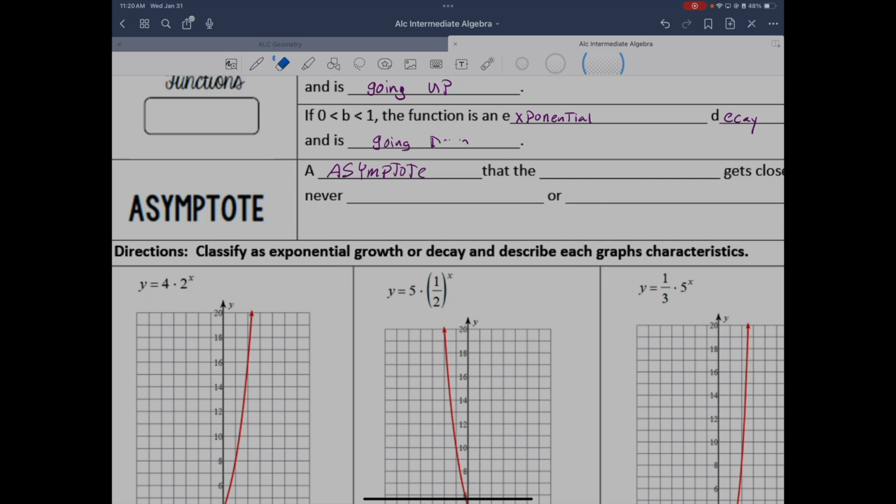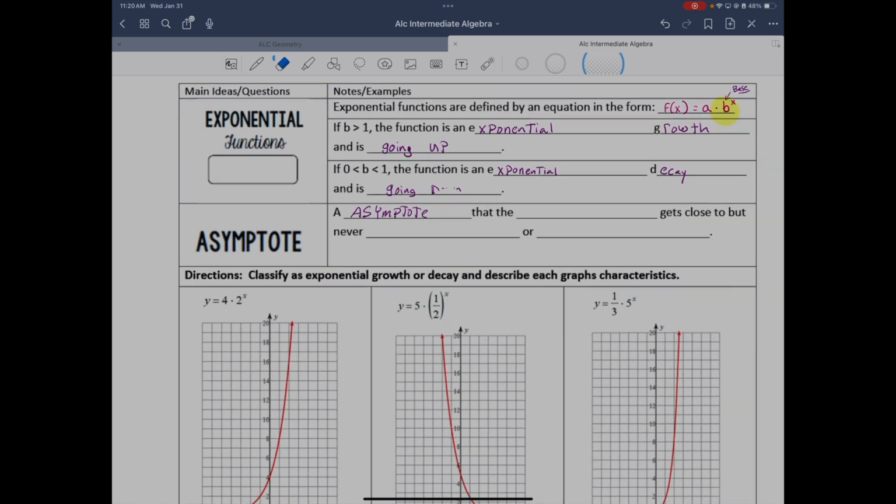That's not right. I read it wrong. Sorry, let's try this again. Erase that or scratch that out. I read it wrong. This should say a line.